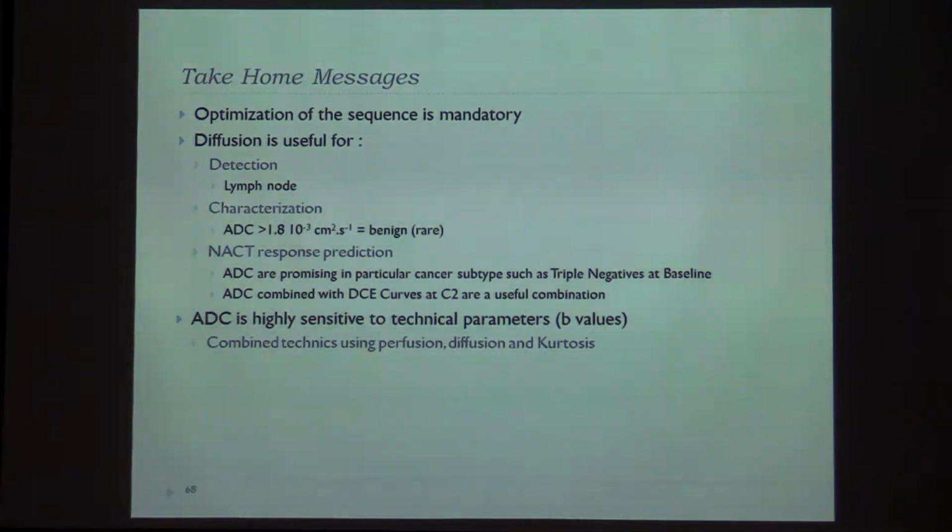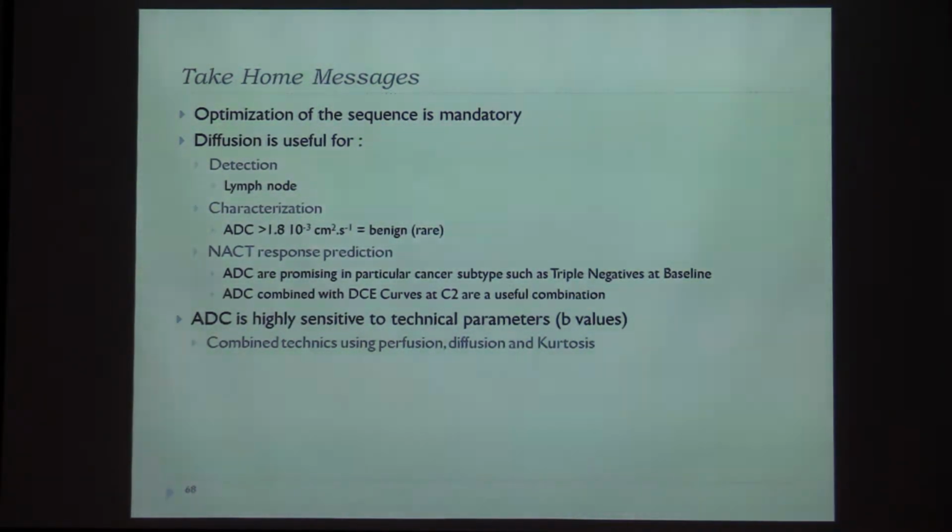So in conclusion, I would like to tell you that you have to optimize your sequence. I didn't take a lot of time to explain that you have to reduce your echo time, to increase your bandwidth, etc., because it's a little bit boring, but it's very important. What I should say, diffusion is useful for the detection. It's very nice for the detection of lymph nodes, not for the tumor detection within the breast, but lymph node is very helpful. For the characterization, I'm not convinced for the mass or non-mass.